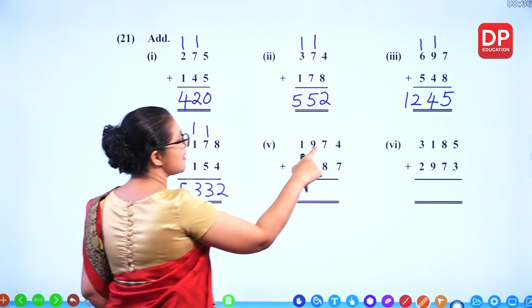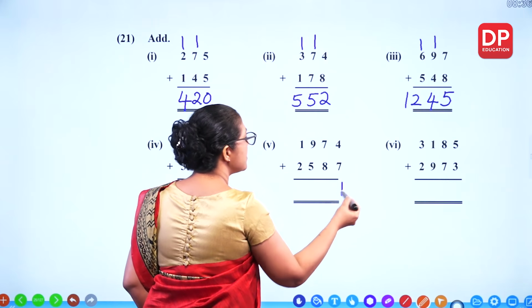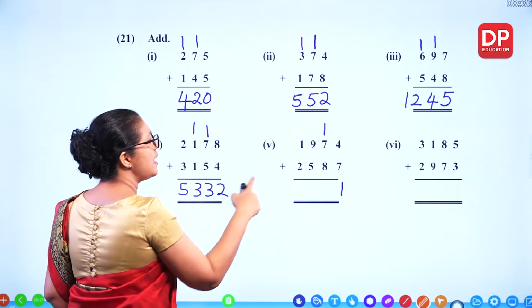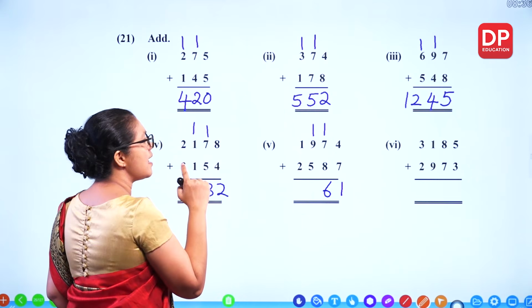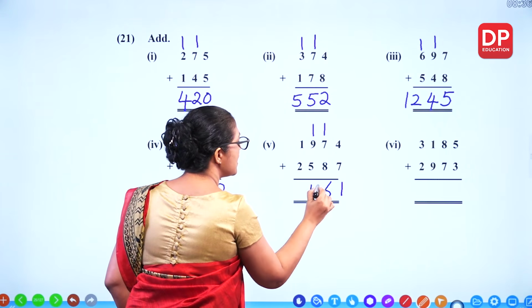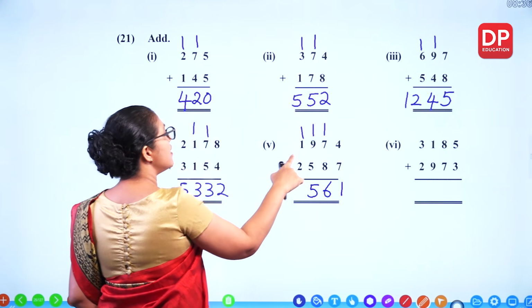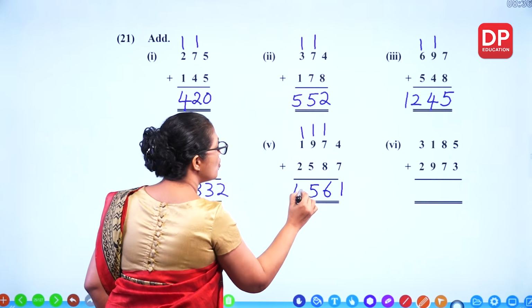This one, 7 plus 4, 11. Take 1 here. 8 and 8, 16. 1 there. 10 plus 5, 15. 1 here. Then 2 plus 2, get 4.